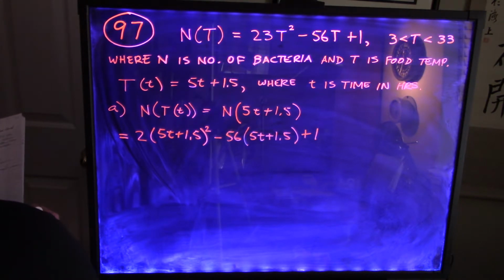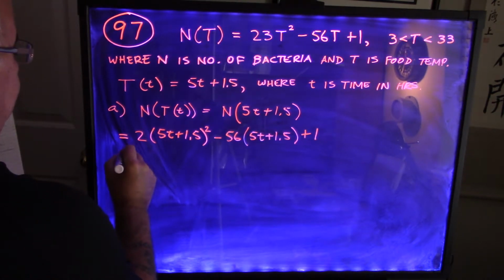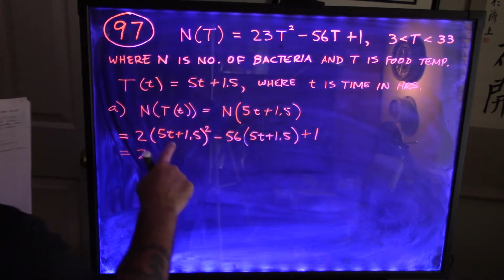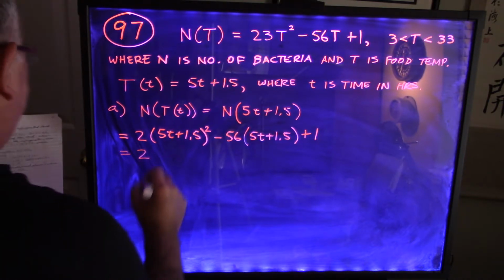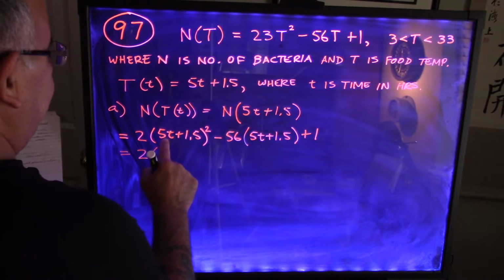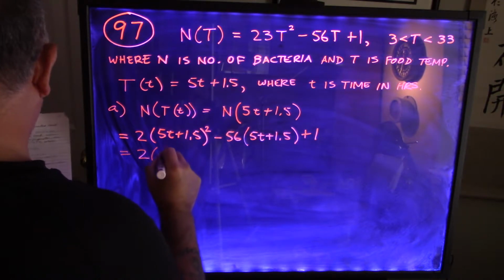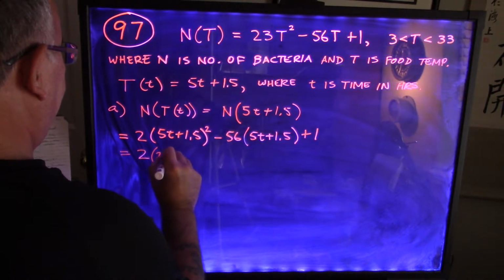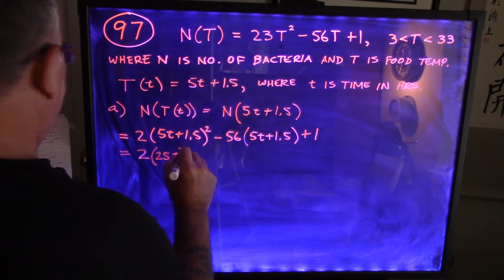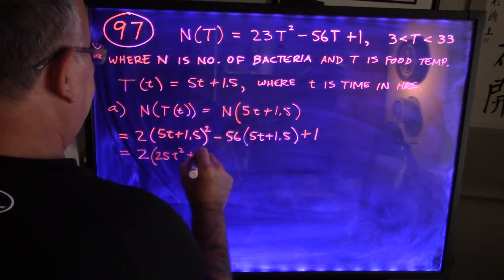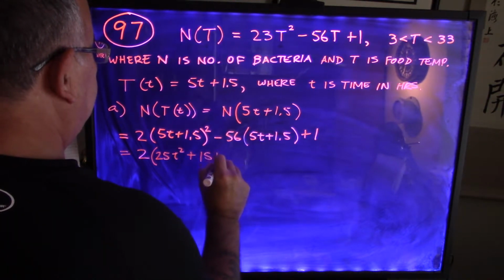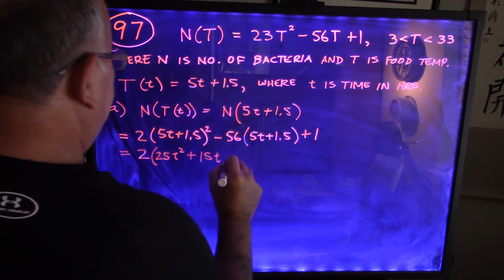Alright. So now, square that out. We've got a squared plus 2ab plus b squared, right? So that's 25t squared plus 15t plus 2.25.